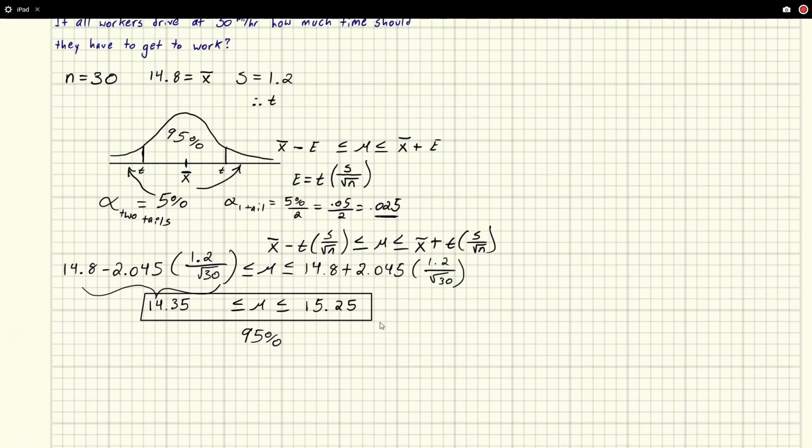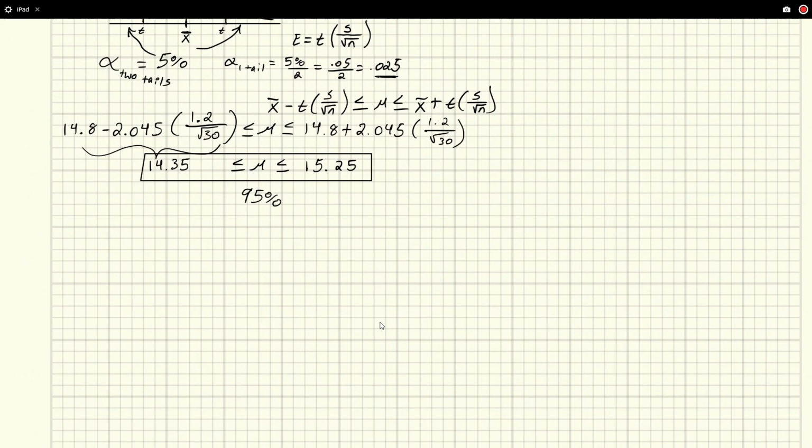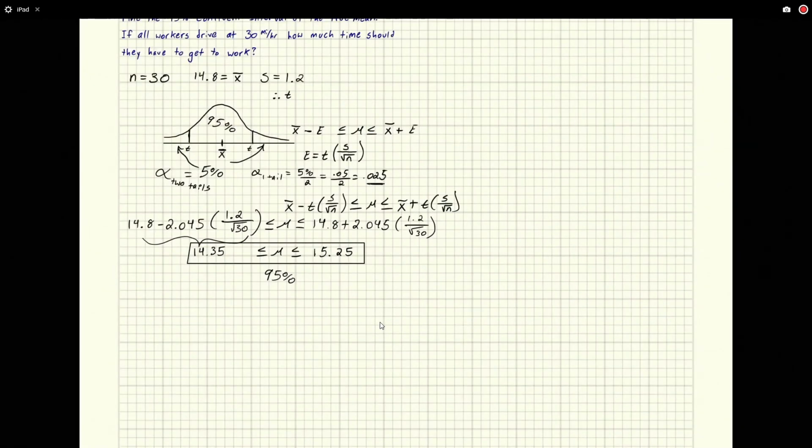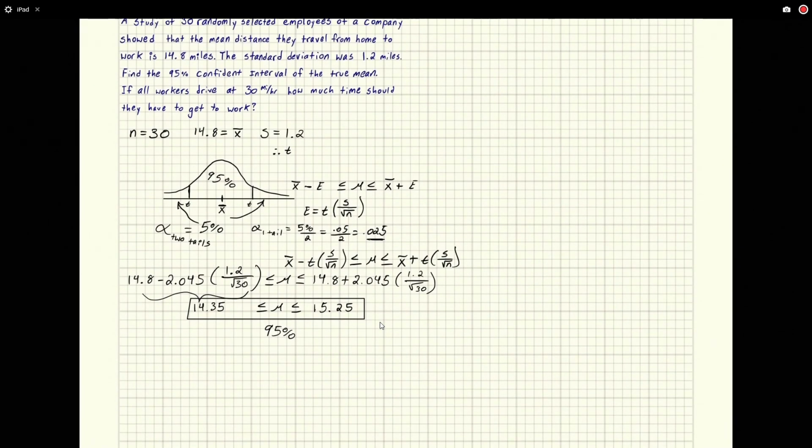So what we're saying here is that most people have in between a 14.35 and a 15.25 average drive to work. So they have to drive 14.35 miles or 15.25 miles to get to work. It's going to be somewhere in that range. So we're 95% sure that the true mean's in there. And so we say, okay, we're going to assume they all drive 30 miles per hour. How much time should we give them to get to work?